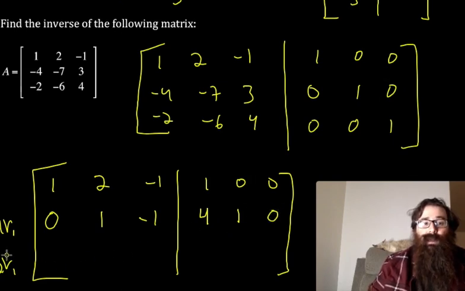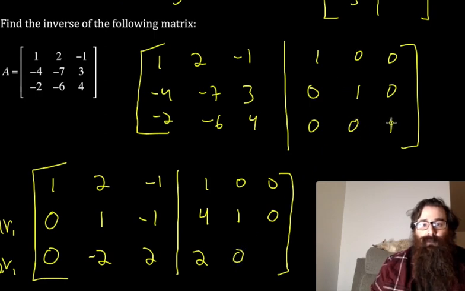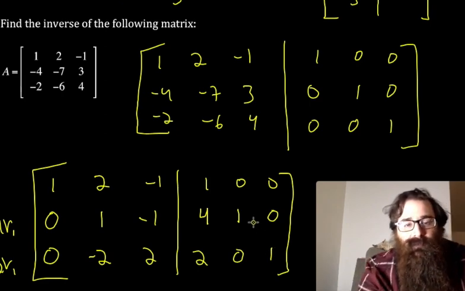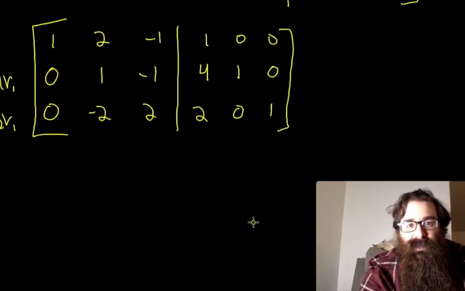Now in row 3, I'm replacing with row 3 plus 2 times row 1. So negative 2 plus 2 times 1 gives me 0. Negative 6 plus 2 times 2, that's negative 6 plus 4, gives me negative 2. And 4 plus 2 times negative 1, that's 4 minus 2, gives me positive 2. And I have to continue over here. 0 plus 2 times 1 gives me 2. 0 plus 2 times 0 gives me 0. And then 1 plus 2 times 0 gives me 1. So this is what I wind up with at this stage, but I want to keep going.